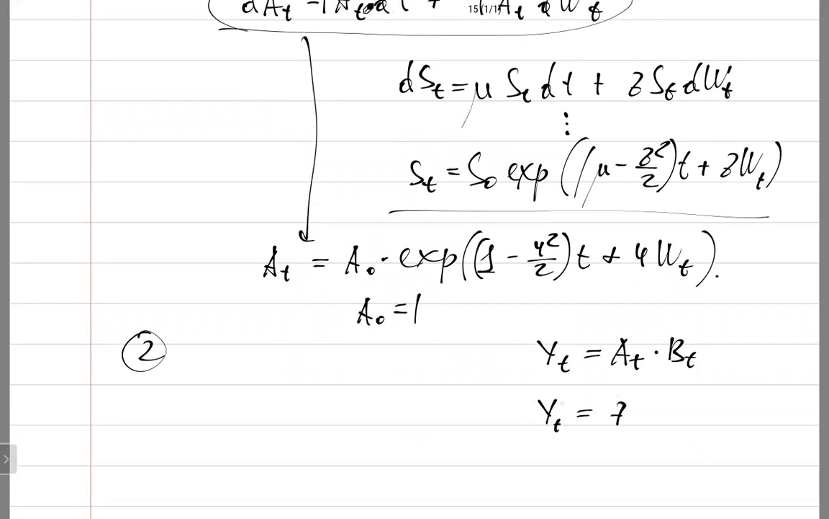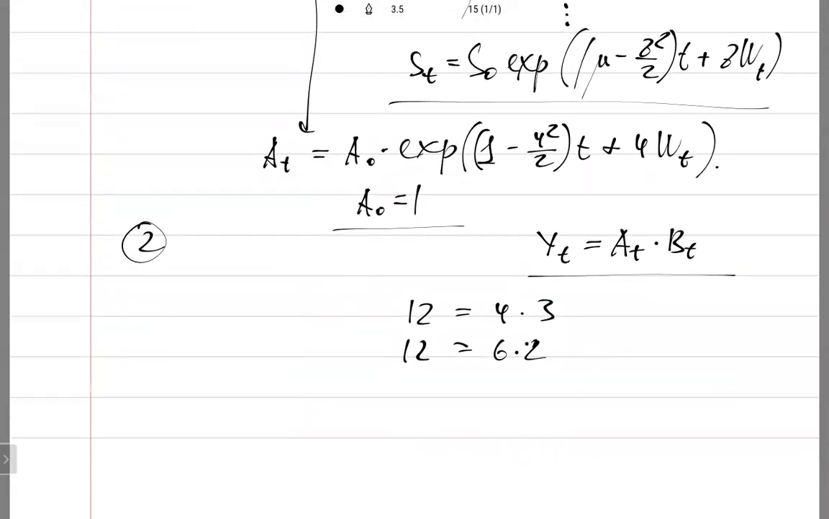You may write, for example, 7, or maybe it's better to take 12 as 4 times 3, or 12 as 6 times 2. So obviously a representation in terms of a product is not unique. You may arbitrarily choose a constant in A, and the constant in B will change correspondingly. So let's put A(0) equal to 1. It doesn't matter. Now we have y(t) equal to a(t) b(t).